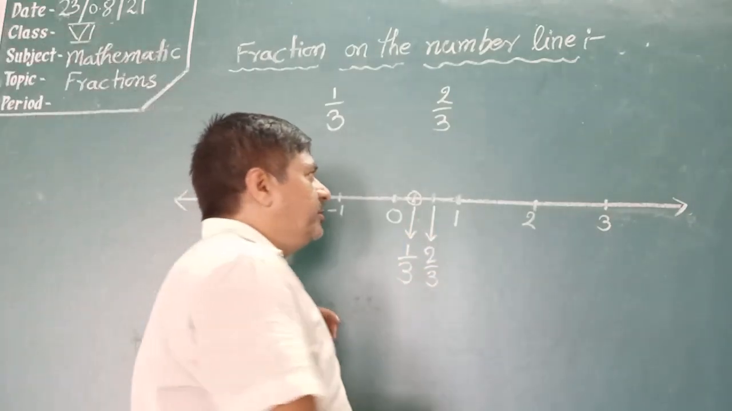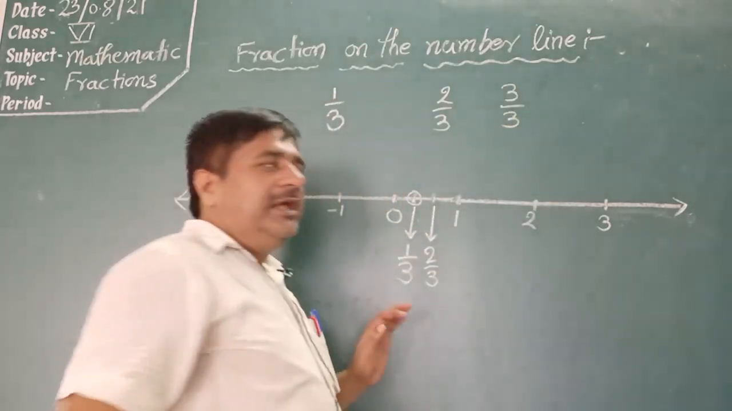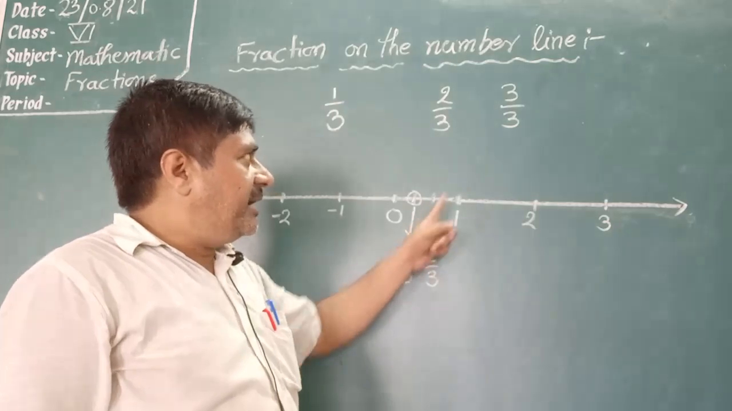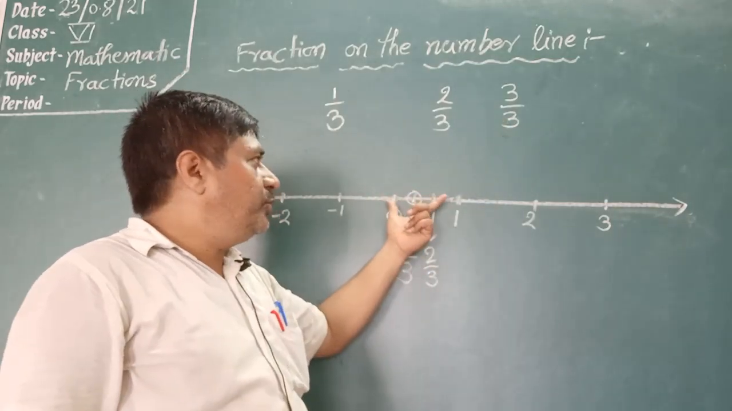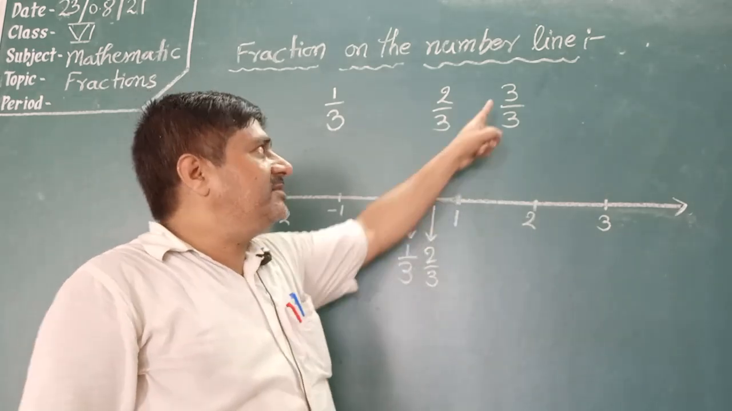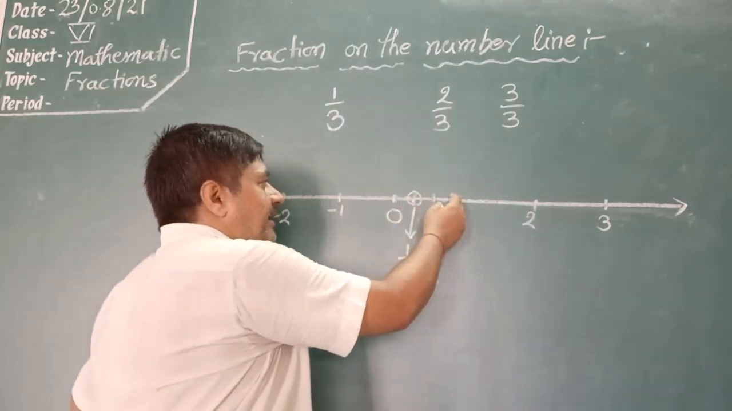Suppose you want to represent 3 by 3. So you make 3 parts between 0 and 1 for the denominator, and take 3 parts for the numerator, then you take 1, 2 and 3.